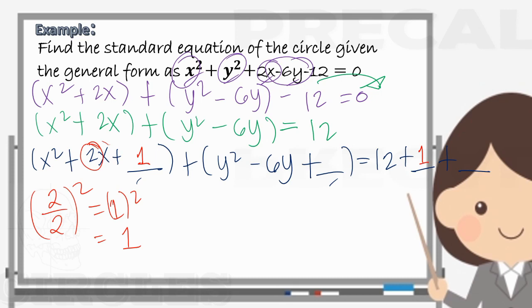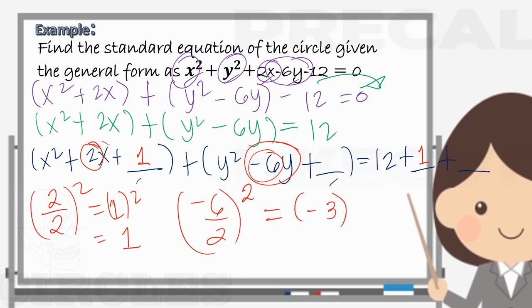So, sa y's group naman, yung middle term is negative 6y. Yung coefficient niya, negative 6 divided by 2 and then square natin. So, negative 6 divided by 2 is equal to negative 3 and then square natin. So, negative 3 squared is equal to positive 9. So, positive 9 nalagay natin dito and then dito rin sa side na to.